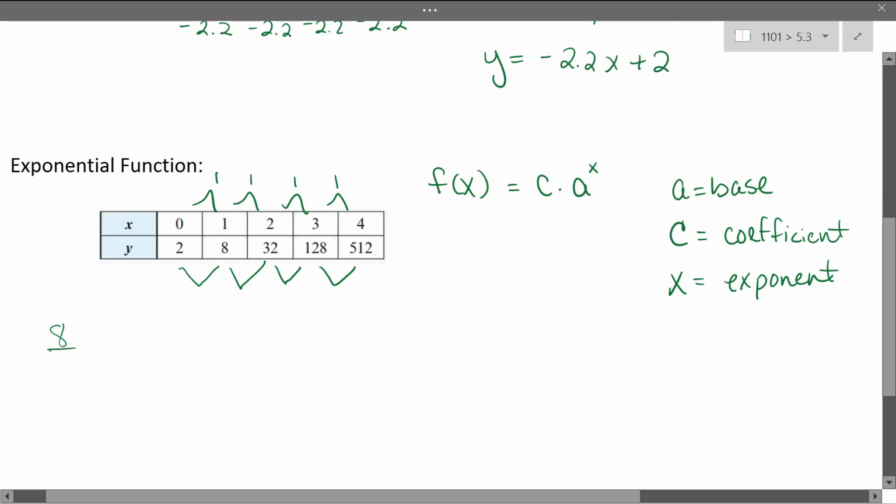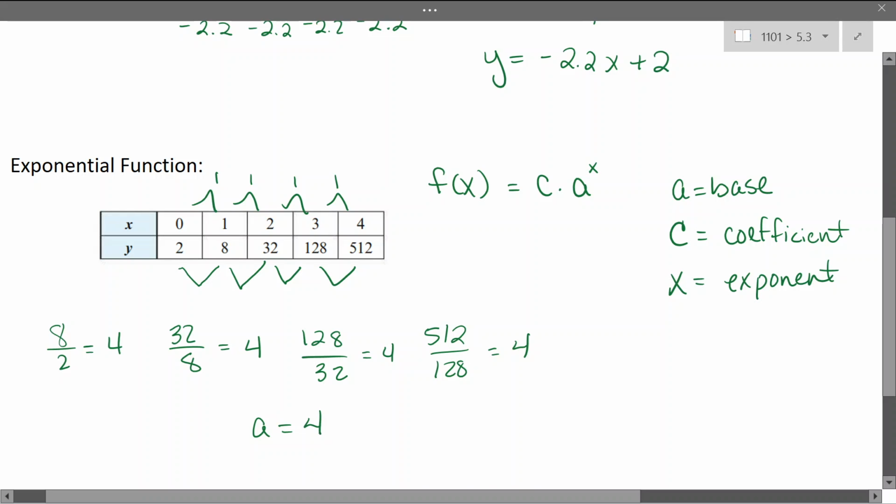If I have 8 over 2, that's 4. If I have 32 over 8, that's 4. And so on: 128 over 32 is 4, and 512 over 128 is 4. So what this tells me is that my a, my base, is equal to 4, because each of these went up by 4, and this was 1.